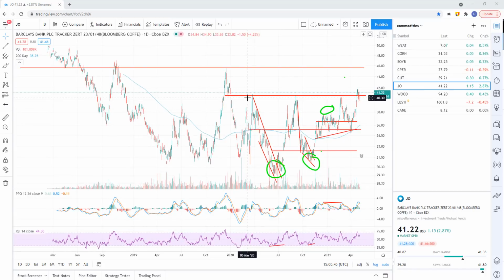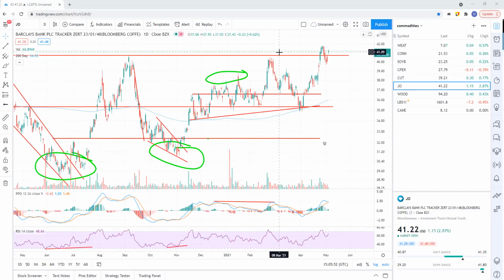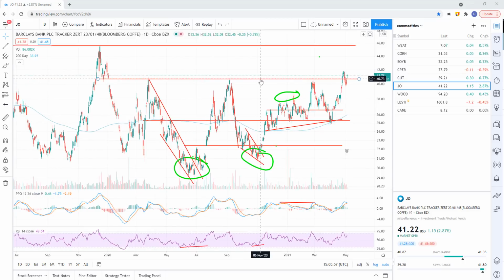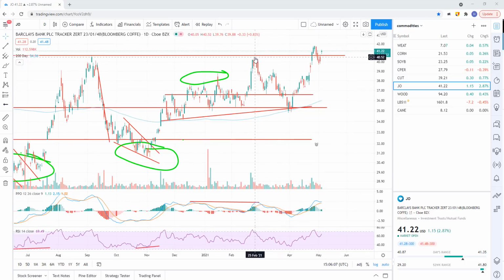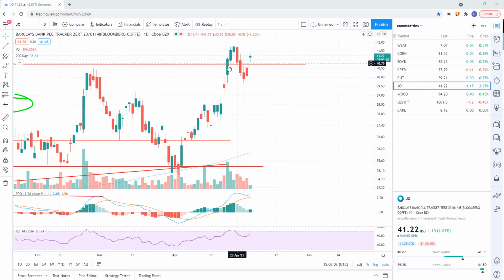All these ag commodities are clearly in a bull trend, and coffee's kind of lagged behind. So that one I like. We've got some resistance right here at 40.70. You can see we held that as resistance back here in March of 2020, held it again here in September of 2020, and really kind of held it again right there in February.